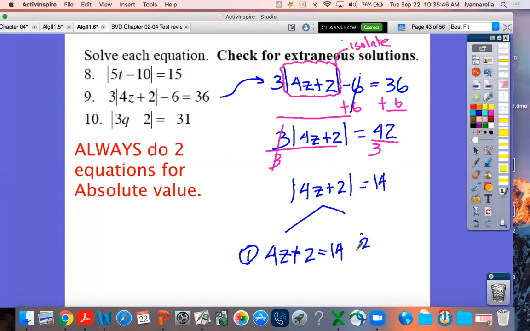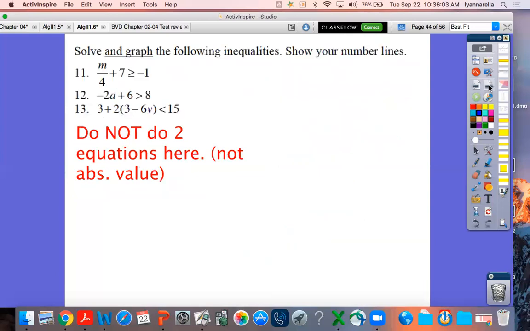And you're going to solve 4z plus 2 equals -14. Notice I did not change the 4z plus 2 side. I only changed the right side of the equation. Please don't ever change the absolute value part over. Okay, and I'm going to let you solve those and check them.